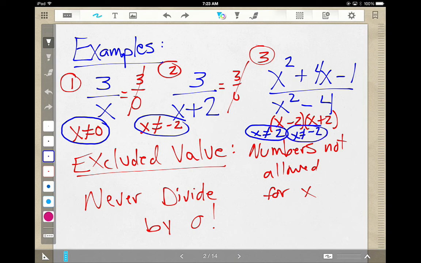So any value that you would plug in for x has to go in for all of the x's. But if that value you plug in turns the denominator to 0, that number is not allowed because the one thing we cannot do, we can never divide by 0. So we have to be aware of what values are not acceptable. So keep that in mind as we go through some of these examples.